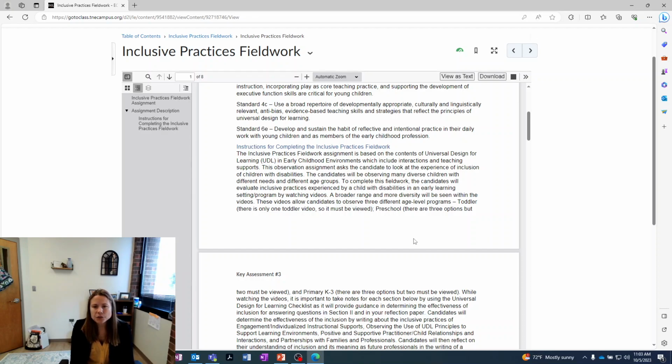This is going to ask you to look at the experience of the child that has disabilities in an inclusive classroom, okay? So you're going to be observing students who have many diverse needs and different age groups. Like I mentioned, there's 3 different age levels. When you're completing this, you're going to be asked to evaluate these inclusive practices that you're observing, right, by watching these videos. Now, this is going to give you a broader range and show you more diversity than you would if, like I mentioned, you were in a setting that was chosen for you or that you chose.